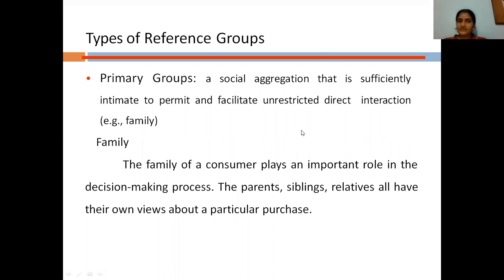An example of this is the family. The family of a consumer plays an important role in the decision making process. If a consumer wants to buy a product, the family plays an important role. The family constitutes parents, siblings, or any relatives who have an impact in influencing a person to buy or not buy a particular product or service. Their views play an important role. How the family members give their opinion about a product or service plays an important role in shaping the decision whether to buy that product or not.